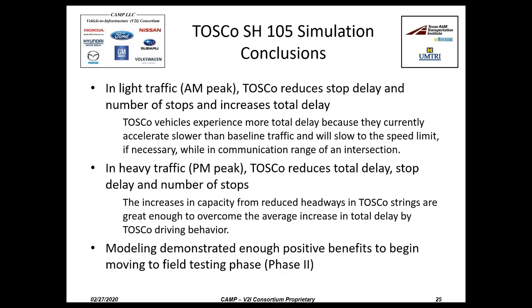The increases in capacity are from reduced headways in the TOSCo stream, and they're great enough to overcome the average increase in total delay by the TOSCo driving behavior. We didn't change behavior between the AM and PM peak scenario. TOSCo's tool was still to slow at an intersection such that it can cross the stop bar during the green window. But when there's heavy traffic, there's not really a green window for those TOSCo vehicles.